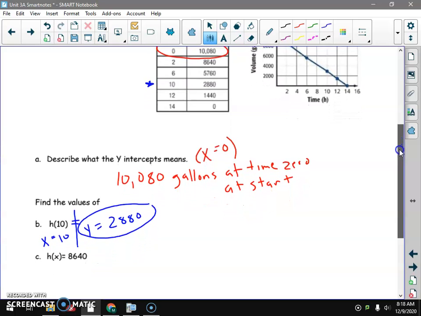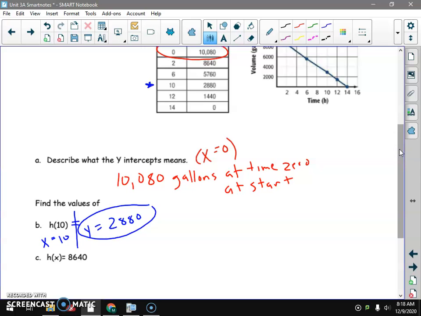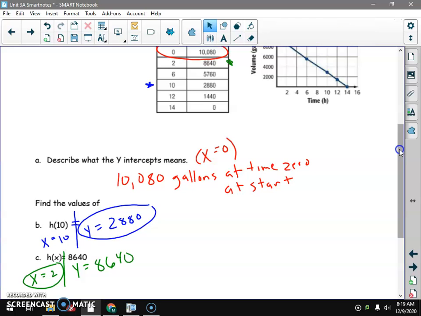Now let's go to our last one. H of x equals 8640. Again, great wall of algebra. X equals y equals. This time the y is 8640, pardon me. And I'm going to be right up here. The answer is x equals 2 and circle. If I added a little bit on and said, what does that mean? You would say, after 2 hours, there's 8,640 gallons still left in the pool.